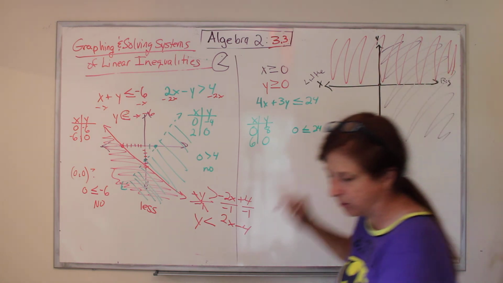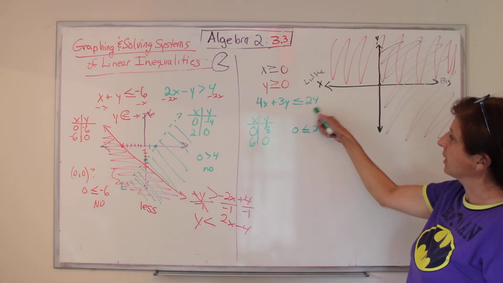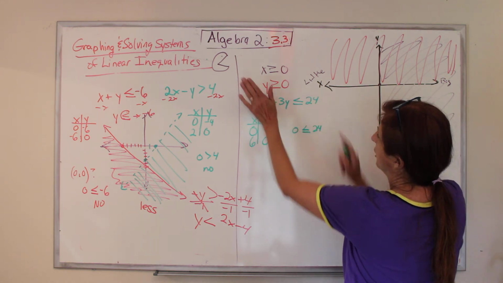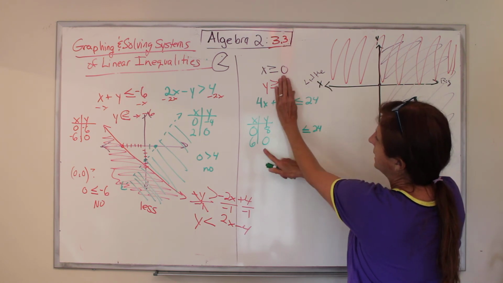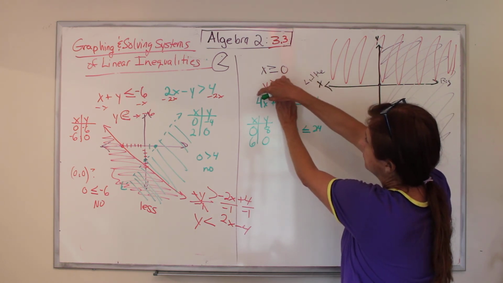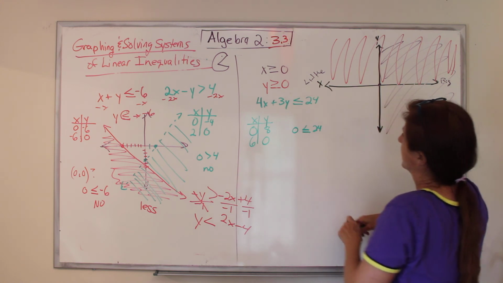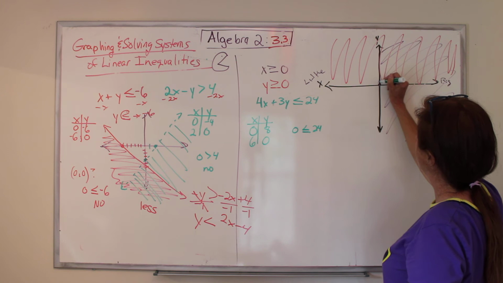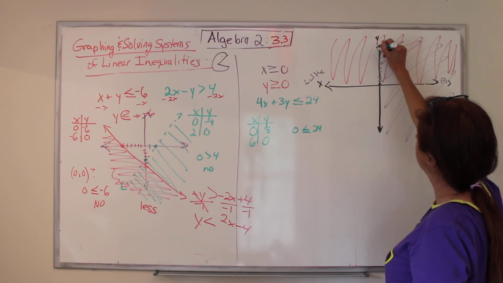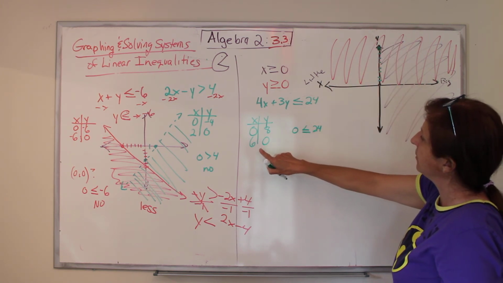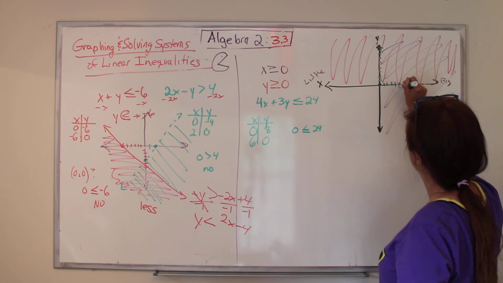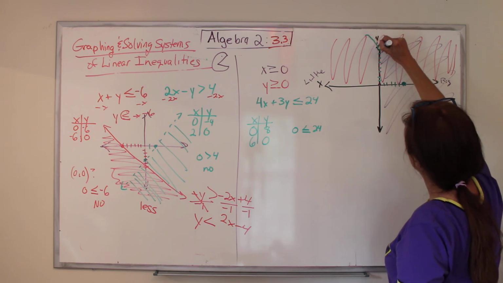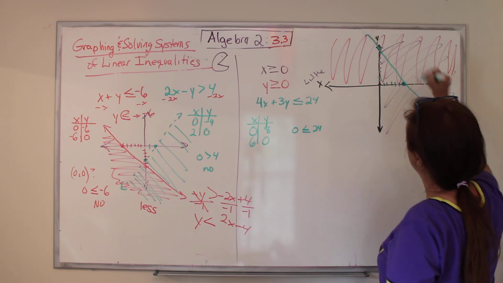But wait, we have a third one here. So we're going to make our if-then chart. If x is 0, y is 24 divided by 3, which is 8. If y is 0, x is 24 divided by 4, which is 6. So if x is 0, y is 8: 1, 2, 3, 4, 5, 6, 7, 8, put a dot. If x is 6: 1, 2, 3, 4, 5, 6, y is 0, put a dot. This one's a solid line because of the or equal to.